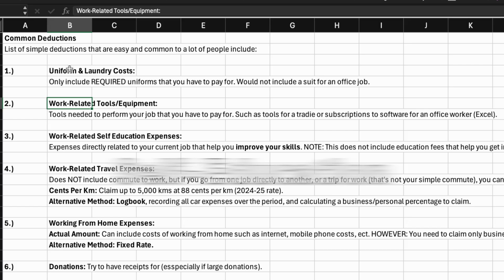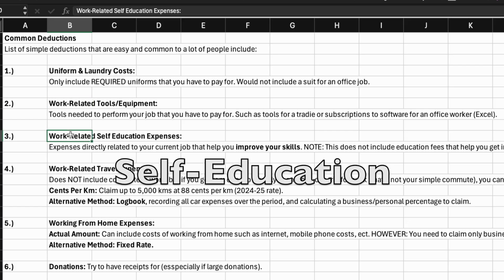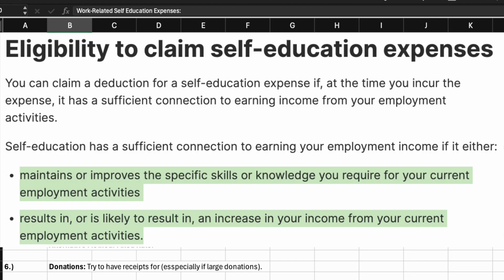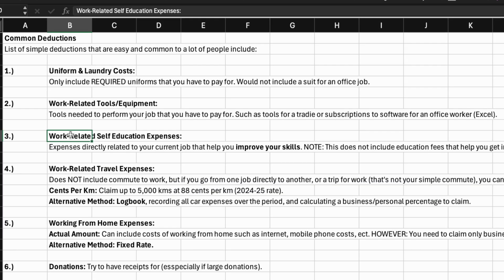Next up, we have work-related self-education expenses. This is in relation to education expenses you incur that help you improve your skills in your current job. So it does not include education fees where you are trying to get into a job, such as going to get your real estate license or going to get a bachelor's degree to become an accountant, because you are not yet in the industry, you do not yet have that job. It has to be an improvement of your skills.